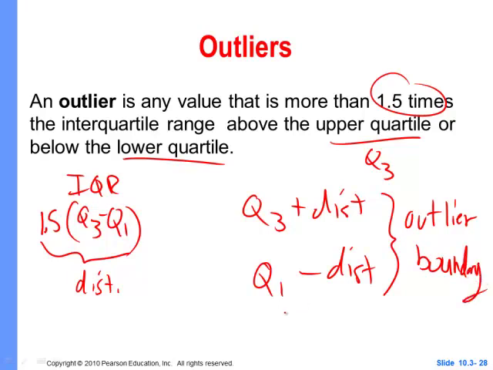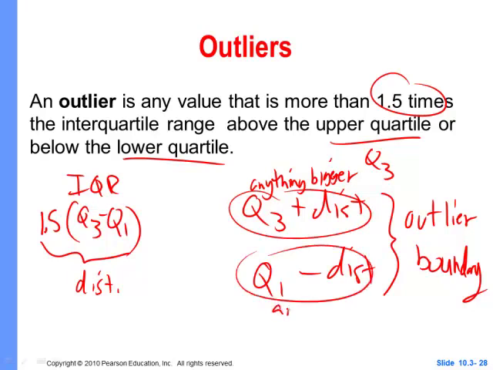Anything smaller than this is an outlier. Anything bigger than this is an outlier. And anything smaller than this. Okay, we'll do it for that data set. But that's the math. That's basically what it is to mathematically say what an outlier is.